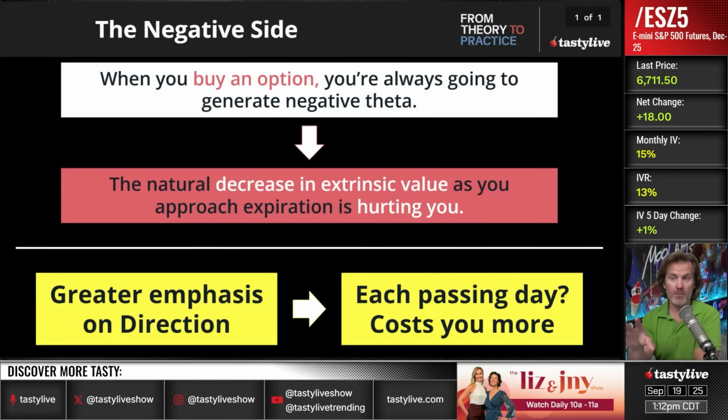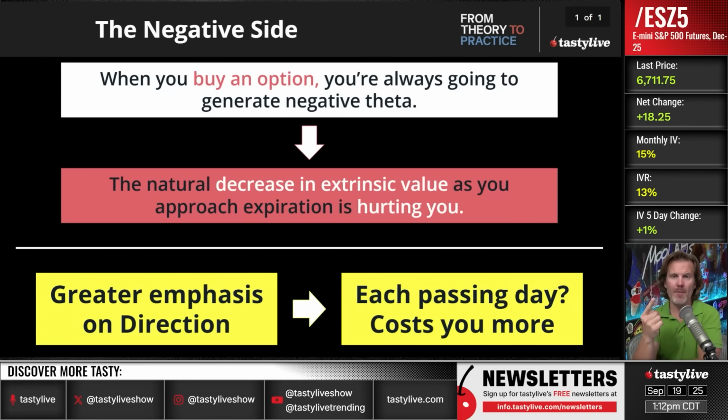It's really that simple. At the end of the day, you're only making money in one of three ways. It's time, it's direction, it's volatility. Yeah, there's dividends in there, and there's interest rates in there, and there's smaller players that factor in from time to time. But the main movers are going to be time, direction, and volatility. Well, time, we've just established, is now working against you.